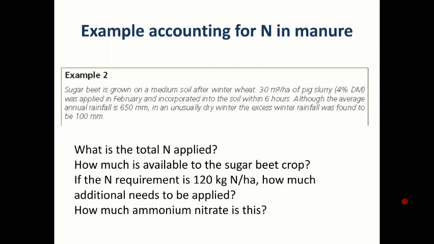Before Friday, have a go at calculating the total amount of nitrogen applied in 30 cubic meters per hectare of pig slurry. You get that value out of a table in a few weeks' time. Then you have to look at what percentage of the total is available.